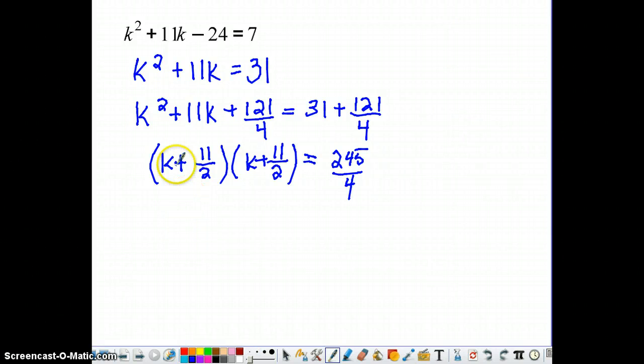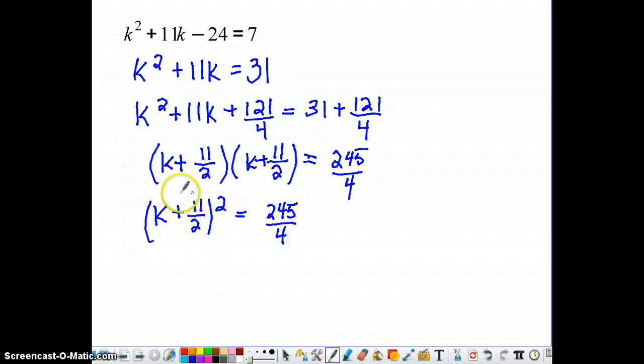Alright, so I cleaned the screen up a little bit. I want to rewrite the k plus 11 over 2, that quantity, instead of writing it twice, as the quantity squared. And I'm doing that so that I can take the square root of both sides of the equation in order to solve this equation. So I'm rewriting that quantity squared, and then I'm going to go ahead and take the square root of both sides.